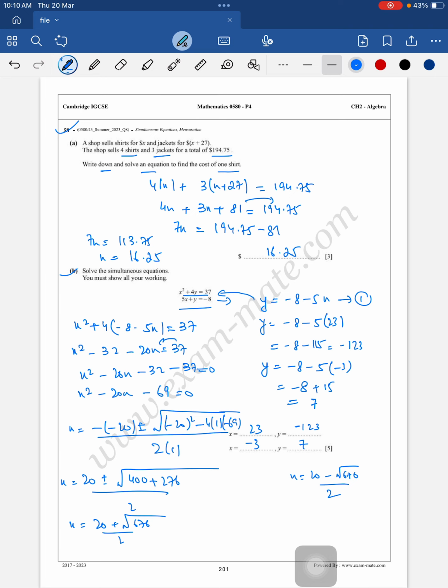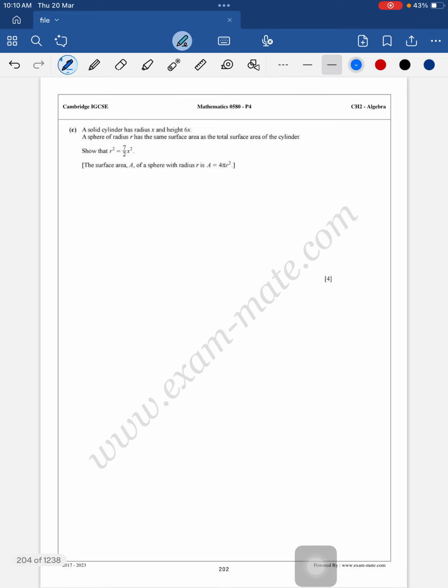I hope you guys understood. Okay, part C. A solid cylinder has radius x and height 6x. A sphere of radius r has the same surface area as the total surface area of the cylinder. Show that r squared is equal to 7 upon 2 x squared.